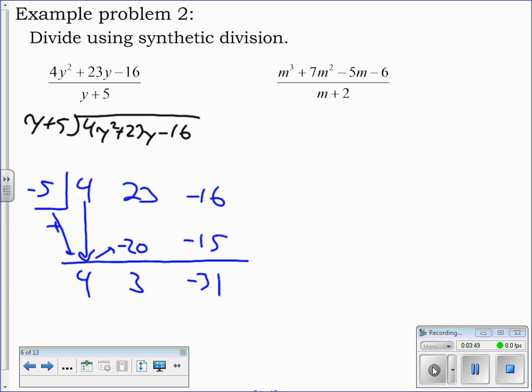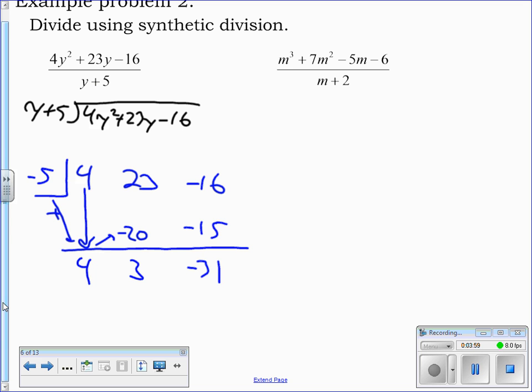What's the highest power we started with and what we're dividing into? Squared, y squared. Our answer is going to start 1 power less than that. So our final answer is going to be 4y, instead of y squared, 1 power less, plus 3. And then this answer right here, the number left at the end, that's our remainder. 4y plus 3 with a remainder of -31.